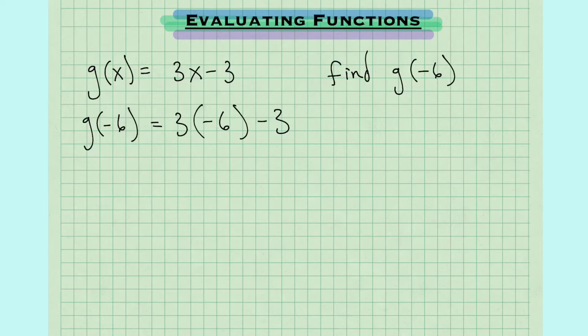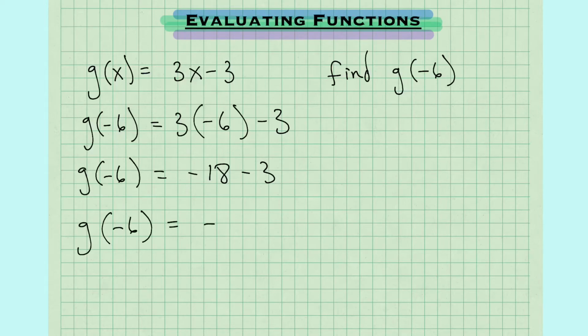So we have g of negative 6 equals 3 times negative 6. That gives us negative 18, and then minus 3. So g of negative 6 equals negative 21.